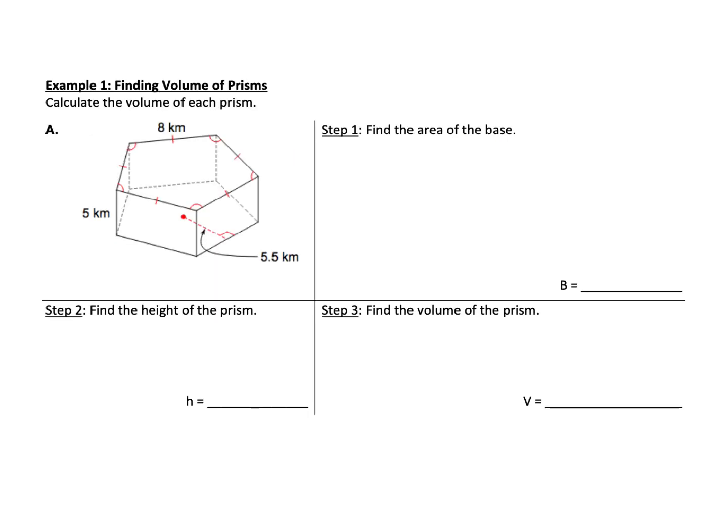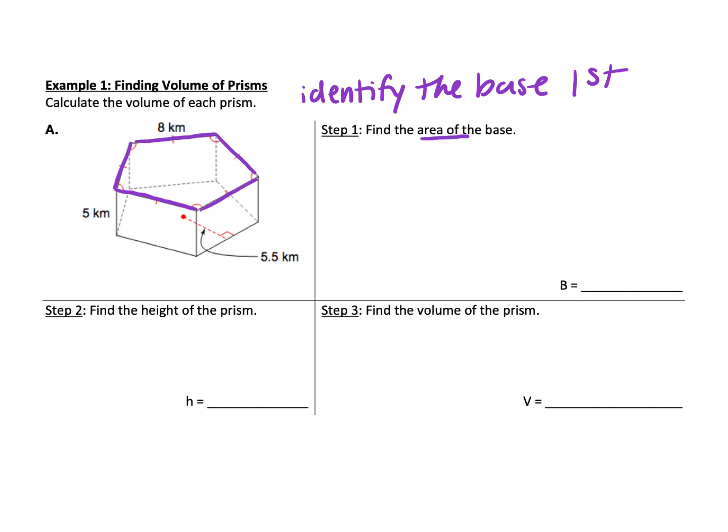Let's go ahead and try an example. We're going to calculate the volume of the prism, and the first thing we need to do is identify the base. You can see in this polygon, the base is a pentagon, and it's a regular pentagon. All the sides are marked congruent, and all the angles are marked congruent. So for the area of the base, since we have a pentagon and all the sides and angles are the same, we're going to use the formula for a regular polygon.